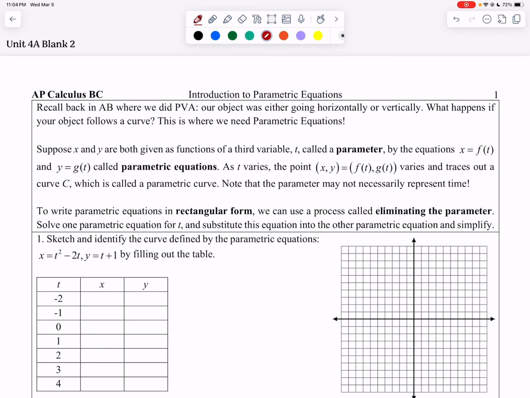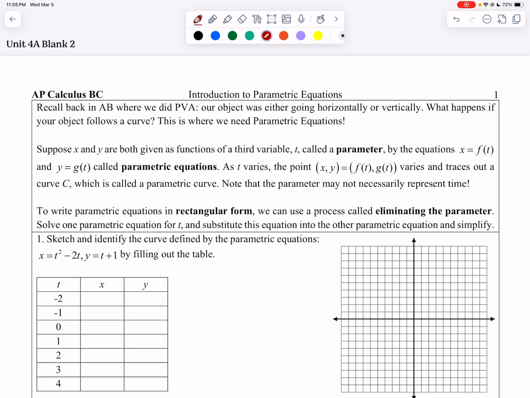Alrighty, in this video we are going to talk about parametric equations. Now remember back in AB whenever we did PVA, our particle was either moving up or moving down or moving left or moving right, and there wasn't really a curve where we were moving in both the x and y direction. So what we're going to have here is a third variable, t, which is going to be controlling x and y. So she is a controller.